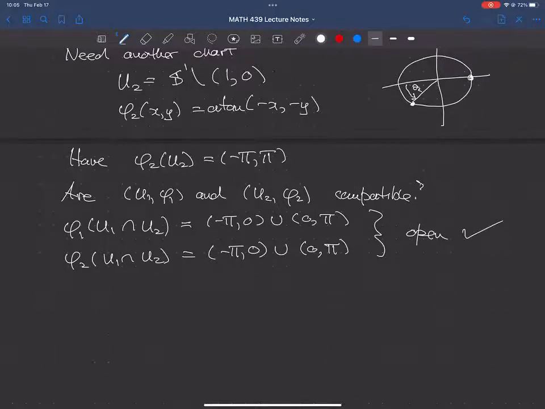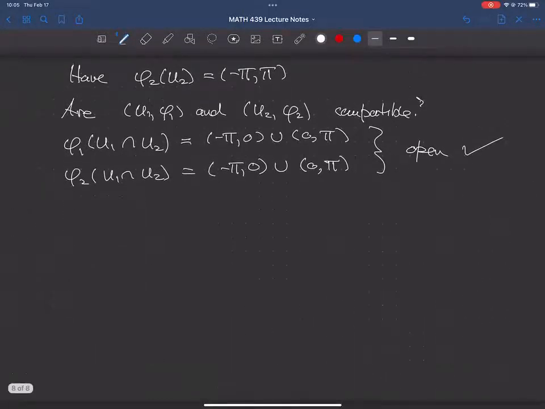Okay, so those are open. Then I have to calculate the overlap map. Okay, so this is annoying, but let's go ahead and do it. Phi 2 composed with phi 1 inverse.